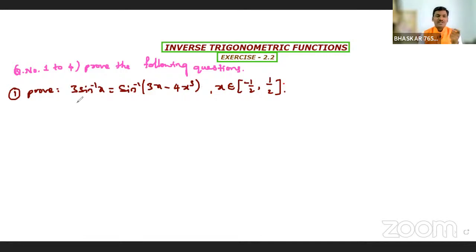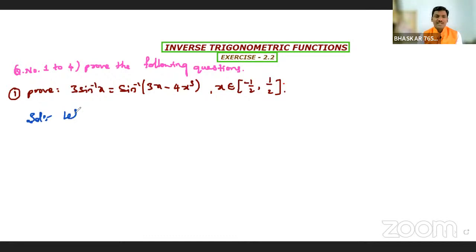The first question is: prove 3 sine inverse x is equal to sine inverse of 3x minus 4x cubed, where x belongs to minus 1 by 2 comma 1 by 2. What is given here? First write the given data. What we have to prove is 3 sine inverse x is equal to sine inverse of 3x minus 4x cubed.